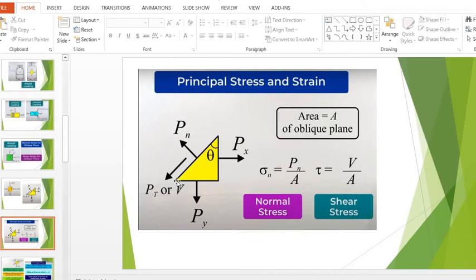Similarly, if I take this vertical force and divide it by the area of this oblique plane, then I will get the shear stress. I think it will be clear. A is the area of the oblique plane, and this is our oblique plane. Now normal stress is clear and shear stress is clear.